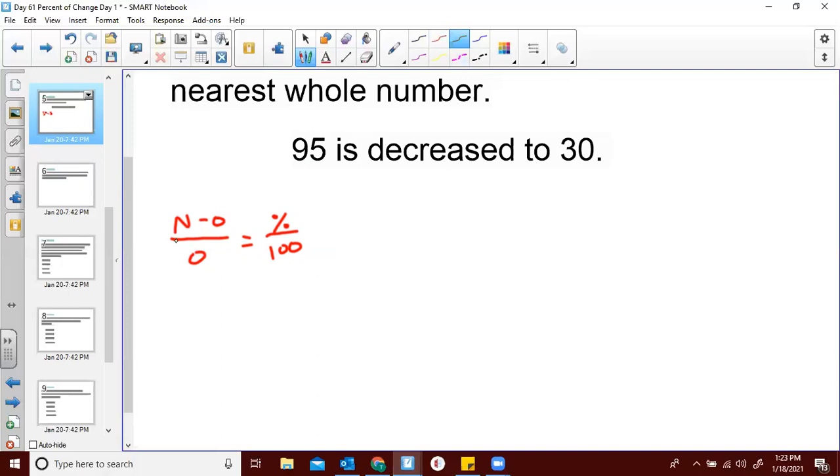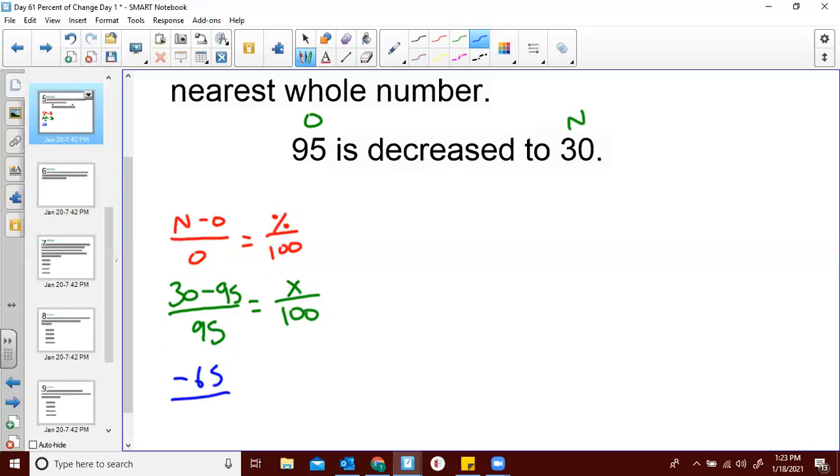So what is my new number and what's my old number? Well, 95 is decreased by 30. So I'm starting with 95, it's my old number. I'm decreasing it until we get to 30, which will be my new number. Again, just plug in the values that you know. Remember, we're always looking for percent and it asks for percent of change. From here, 30 minus 95 is negative 65, and we will talk about that in a second. Then all you have to do is cross multiply and divide by x's partner. And when you do that, you will see that x equals negative 68%.